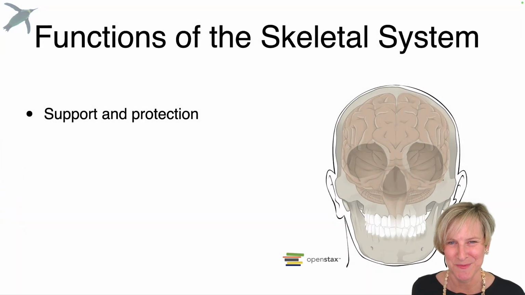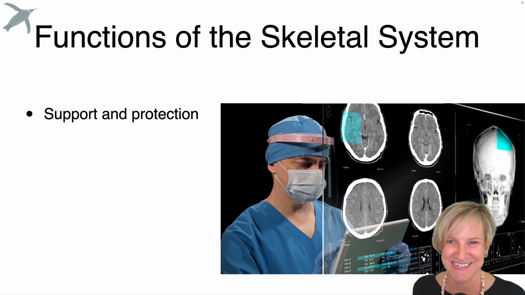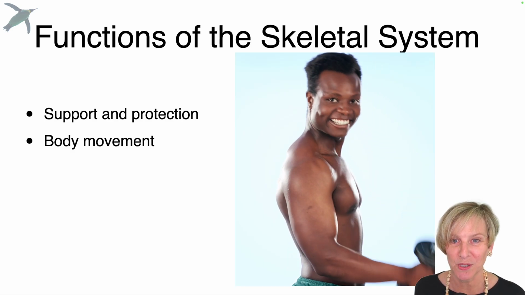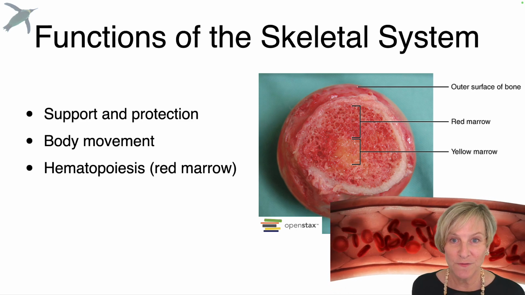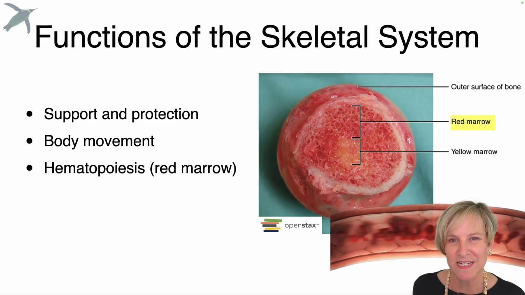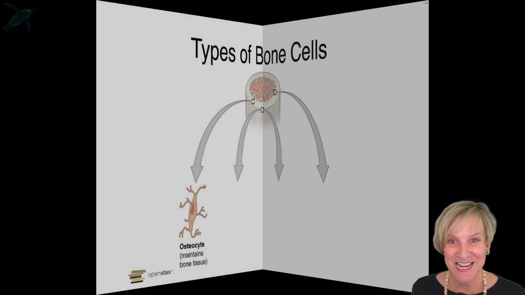Functions of the skeletal system, some are obvious, right? Protection and support, like your skull that protects your brain. Body movement, so muscles attach to the skeleton, not directly, but via tendons. And when muscles contract, they can pull across joints and we move. Hematopoiesis, literally this means the formation of blood cells. So all of our blood cells are made by the skeletal system, specifically tissue in the red bone marrow. And the skeleton also serves as a storage reservoir for fat in what we call the yellow marrow, as well as salts, including calcium.